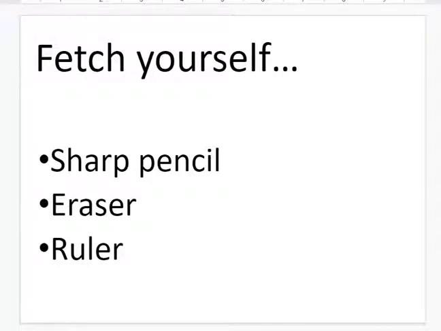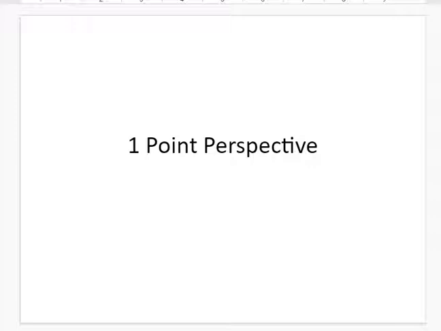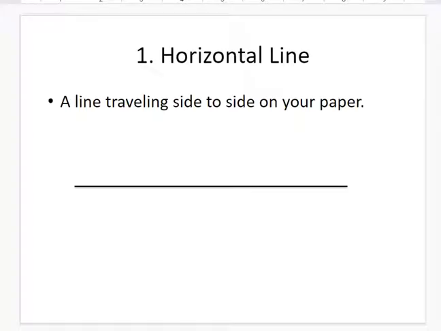Okay, we're going to go over 1-point perspective, meaning things that are drawn going to what's called one vanishing point. A couple terms I want to go over with you. You can call these vocabulary words if you'd like, and to take notes would be a trait of a good student. So the first word is horizontal line.